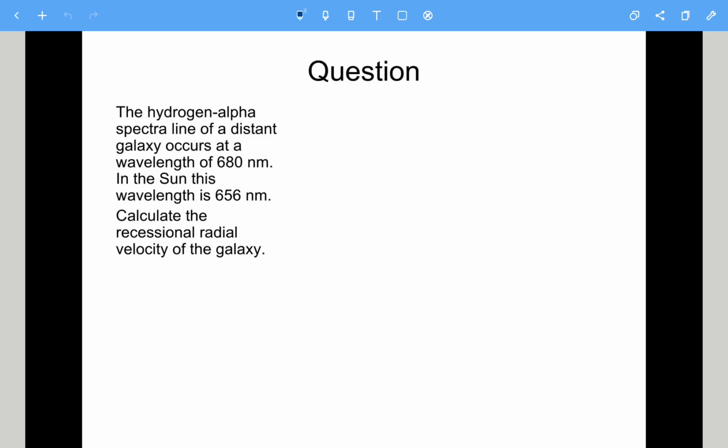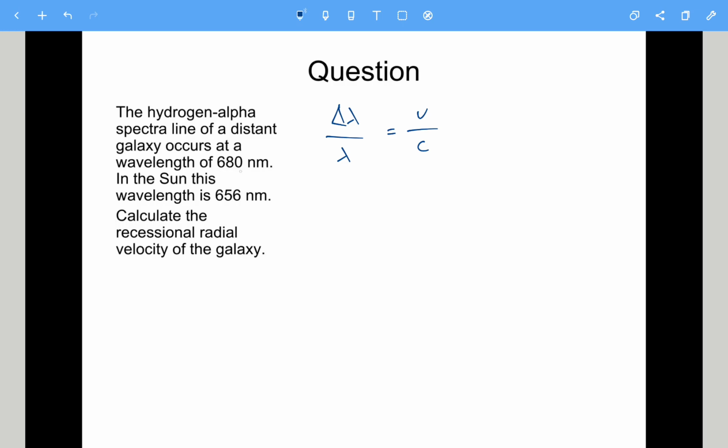Right, so the hydrogen alpha spectral line of a distant galaxy occurs at a wavelength of 680 nanometers. In the sun, this wavelength is 656 nanometers. Calculate the recessional radial velocity of the galaxy. So what we need to do is get the change in wavelength divided by the source wavelength, which is what it should be if it wasn't moving away or towards us, equals v over c.